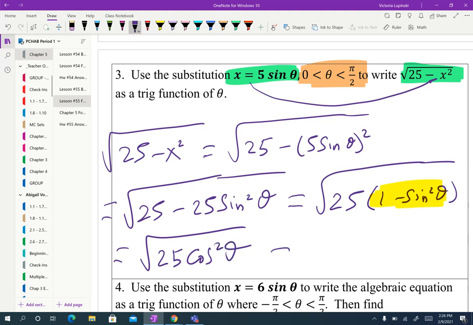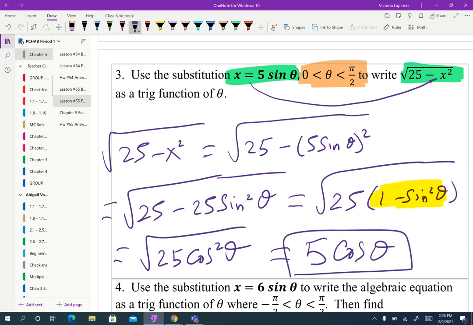And then again, from here, life is good. The square root of 25 is 5. The square root of the cosine squared is the cosine, which means I wanted to do all that lovely work to get me down to 5 times the cosine of theta. Again, in just a second, you're going to see what the next step is. But for now, everything is in quadrant 1. So everybody's happy, everybody's positive, nothing is undefined, and life is good.